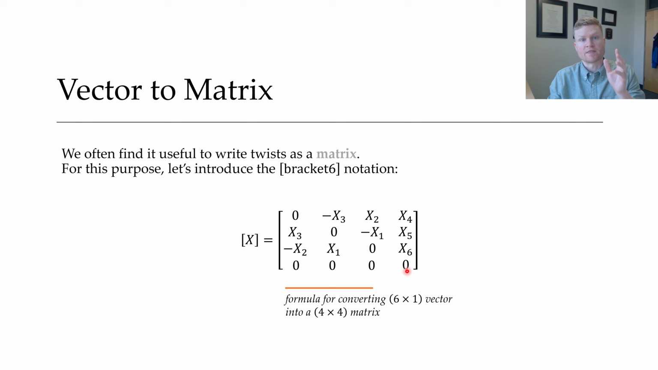So please note that this is not a transformation matrix, because if it was a valid transformation matrix, this bottom right component would be 1, and it's not, it's 0. Overall, what I'm doing right here is I'm taking a 6x1 vector and I'm converting it into a 4x4 matrix. And I'll show you in future lectures why we want to do this.